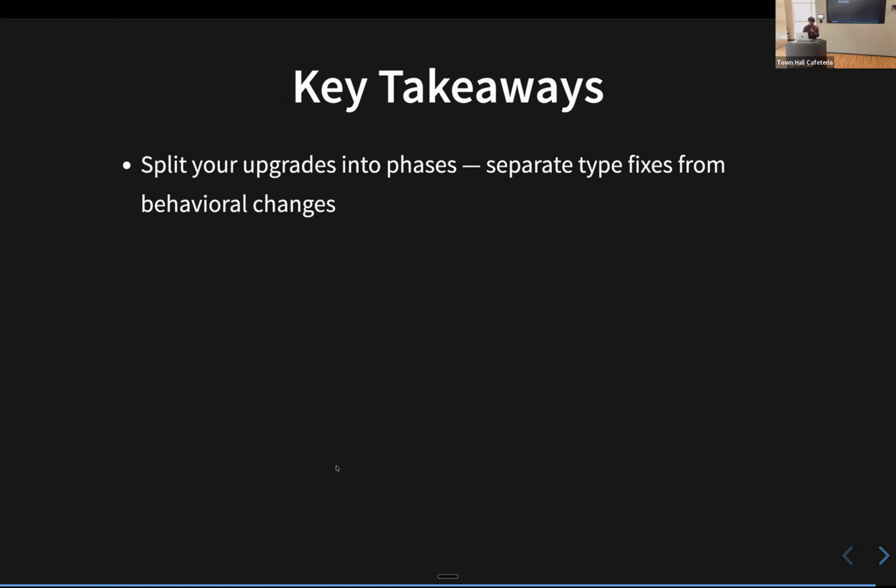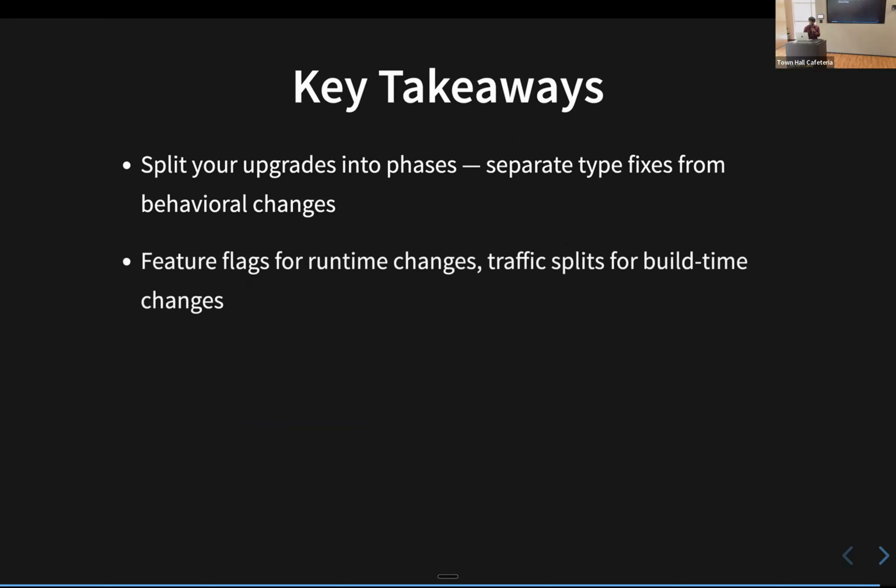So what are the key takeaways of this? You should split your upgrade into phases. In large code bases, you can't just do the upgrade in one single step where you merge the 18 package version bump and the 19 version. So always try to divide things into different phases and leverage feature flags and traffic split for build time changes, as we did for 19. And also invest in ESLint rules, at least for the 19 upgrade. This would help you catch regressions.